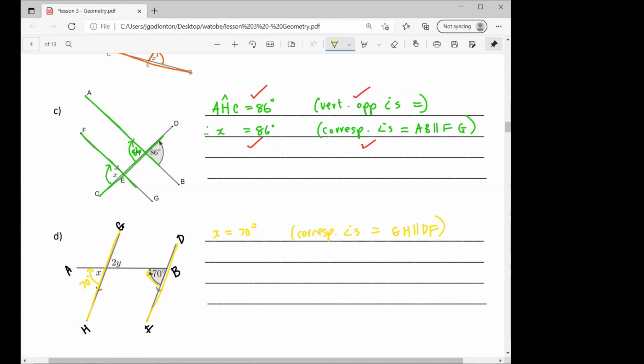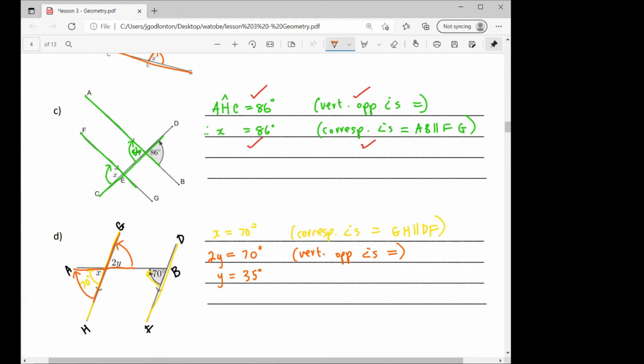There we go. So now I have to think of the reasons that we learned in our lesson last week. And this is a straight line, and that is a straight line, which means this angle equals that angle because they are vertically opposite from each other. So I can say 2y, good, is equal to 70 degrees. Vertically opposite angles are equal. And then I need to figure out what y is. So I'm going to divide both sides by 2. And y is going to be 35 degrees.